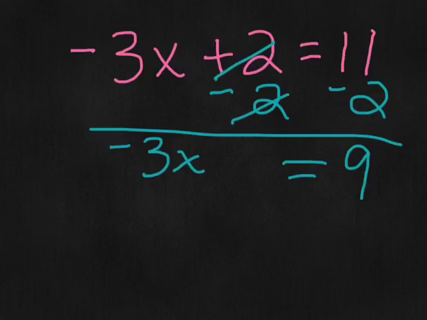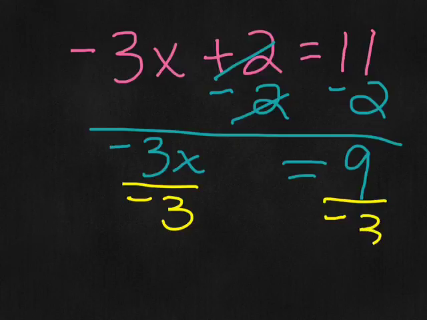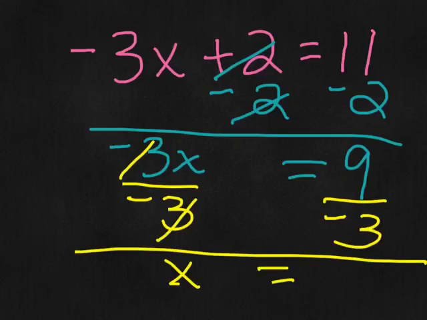I have times -3. How do I undo that? Well, I will divide by -3. They undo each other here. And I'm left with x equals -3. Let's check it out and see if it works. -3 times -3 is 9, and 9 plus 2 is 11, and it all works out.